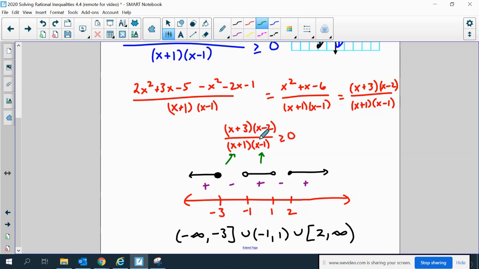This fraction is not greater than or equal to 0. That fraction is undefined at that point. So I need to have open circles. And so this would be my answer.